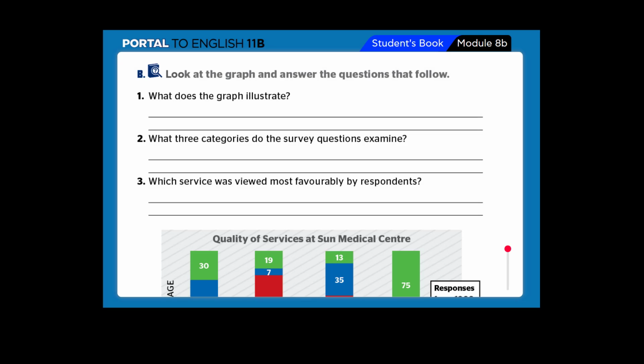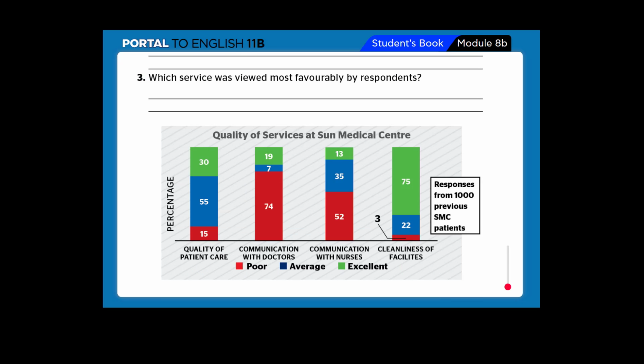Here we have a graph. This is called a graph, a bar chart. In this graph you can see some information or data. On this graph we can see the title here, Quality of Services at some medical center. جودة الخدمات في مركز طبي اسمه Sun Medical.